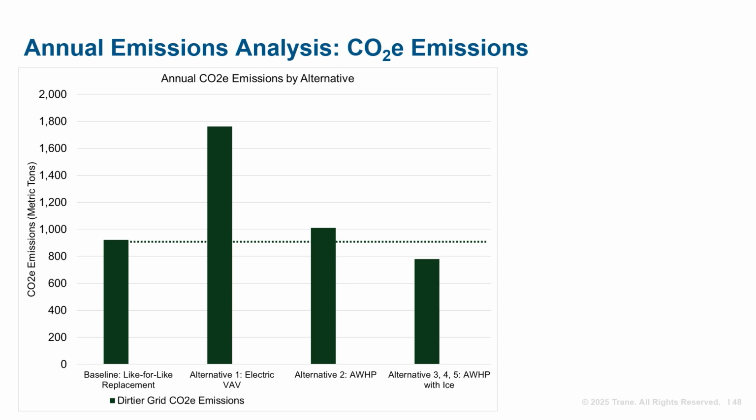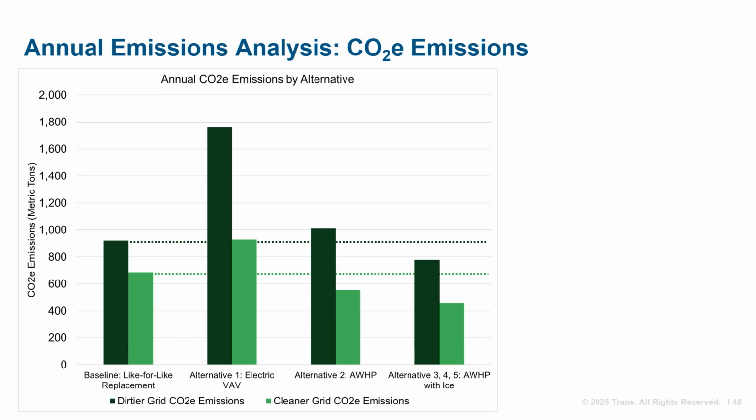The solution that was presented in alternatives 3, 4, and 5, the air-to-water heat pumps with ice storage, shows a lower emissions impact than any other scenario. As this grid decarbonizes with less emissions-intensive electricity generation sources, the emissions of these alternatives will decrease. The lighter green bars show the same alternatives on a cleaner grid. Again, the electrified VAV alternative still produces more emissions than our baseline system, but the air-to-water heat pump alternatives do have fewer emissions. Let's review and summarize.